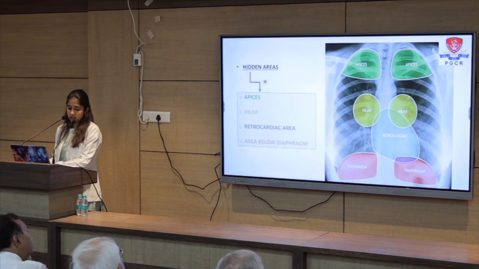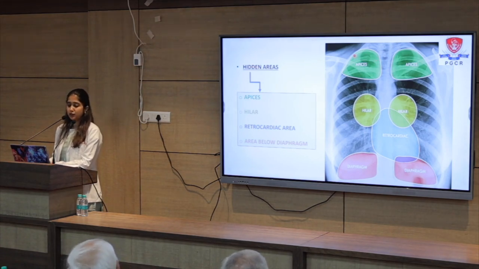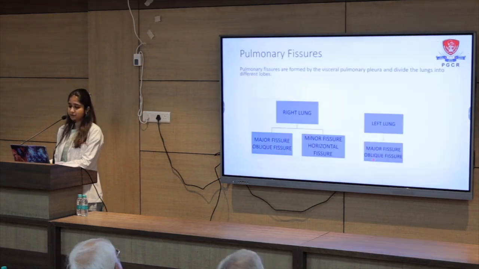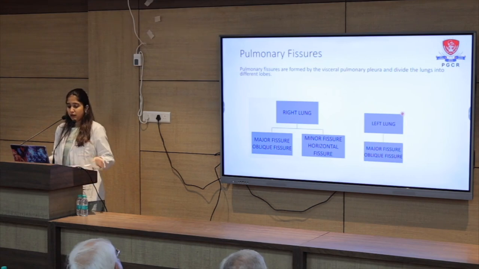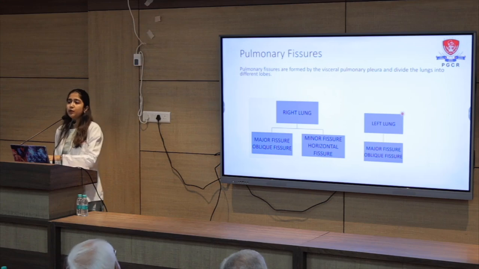Now there are hidden areas. These hidden areas are difficult to visualize and interpret as they are usually overlapped by other structures, and they are usually missed while reporting. So we have to see these hidden areas meticulously while reporting any chest radiograph. These hidden areas are the bilateral apices, the hilar region, the retrocardiac region, and the area below the diaphragm. I hope this gives a structured framework of what we should look at while reporting a chest radiograph. Now we'll see the basic anatomy.